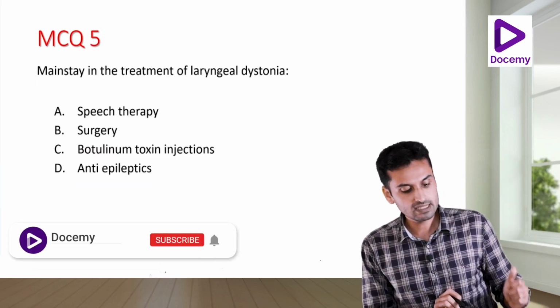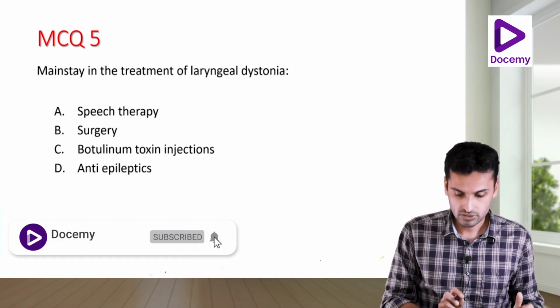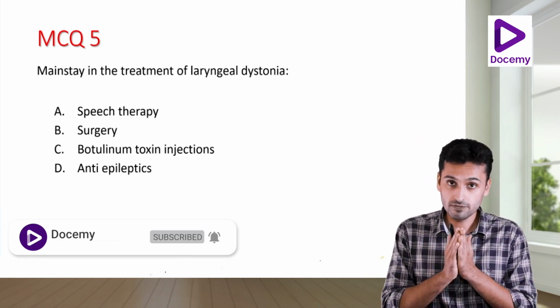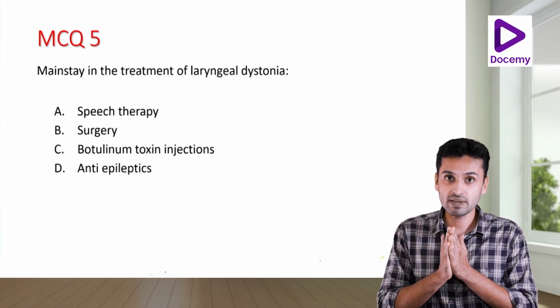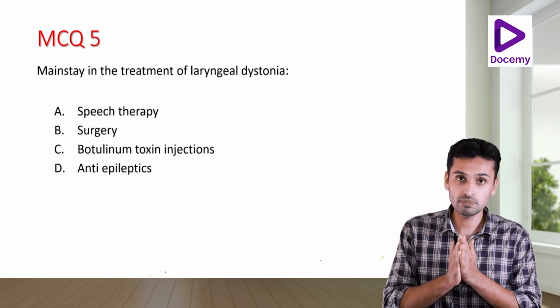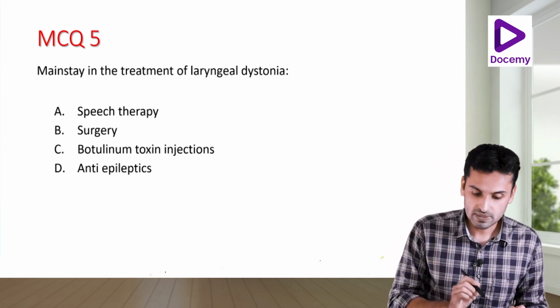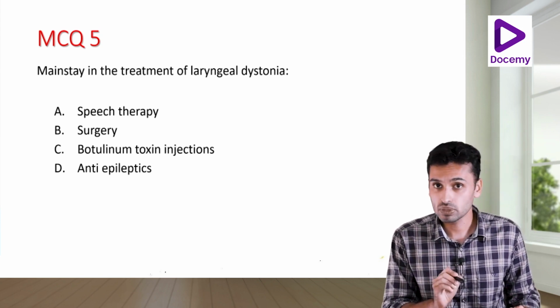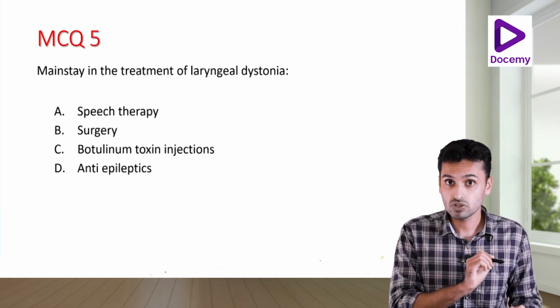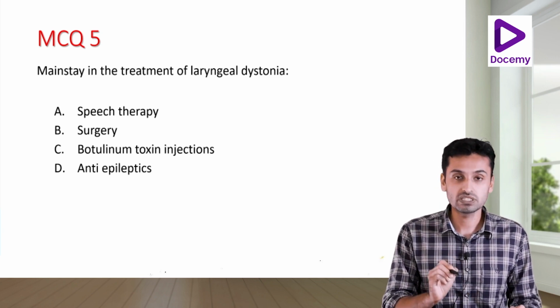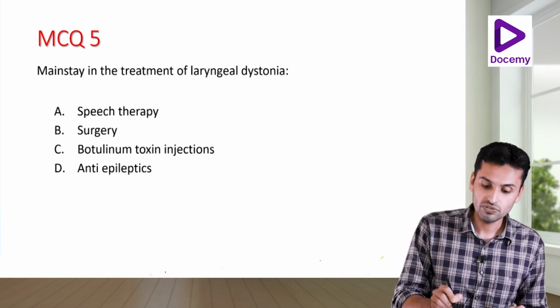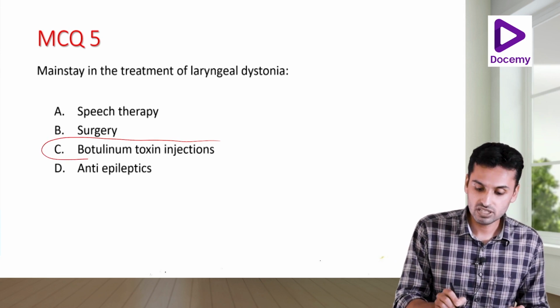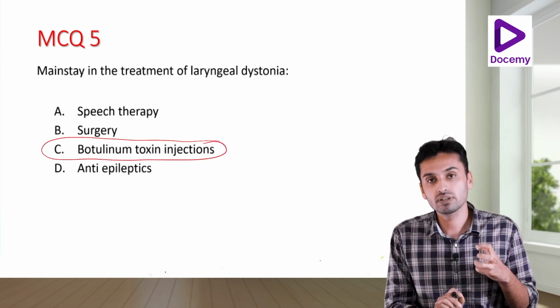The mainstay in the treatment of laryngeal dystonia. So what is laryngeal dystonia? It is a focal dystonia, also known as spasmodic dysphonia. Two types, abductor and adductor. So in spasmodic dysphonia, what is the mainstay of treatment? Will speech therapy help? It is a movement disorder. There is something wrong, so speech therapy alone won't help. You will have to relieve that contraction, those spasms.